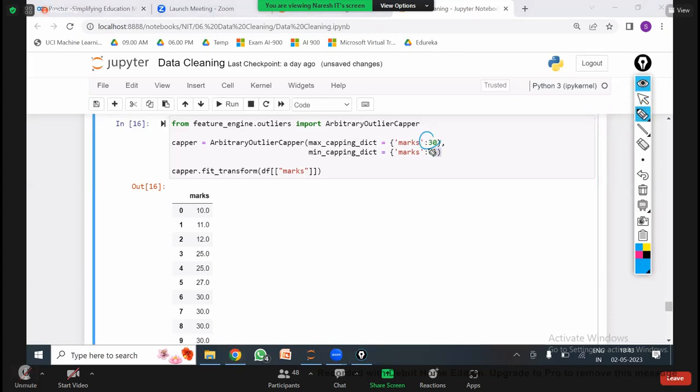Now, how are these values calculated? 30 and 6, how have you selected them? Based on your research, you have selected.